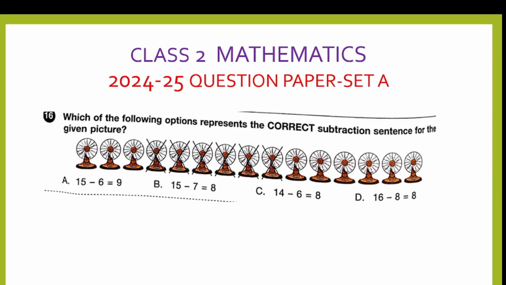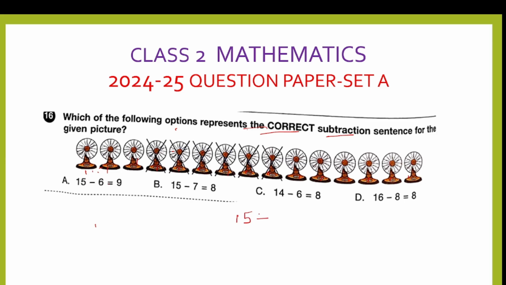Next question. Which of the following options represents the correct subtraction sentence for the given picture? So we have been given the subtraction sentences in options A, B, C, D. So let's find out the correct subtraction. Before that, let's count how many fans we have been given. So there are 1, 2, 3, 4, 5, 6, 7, 8, 9, 10, 11, 12, 13, 14 and 15. So there are 15 total fans.